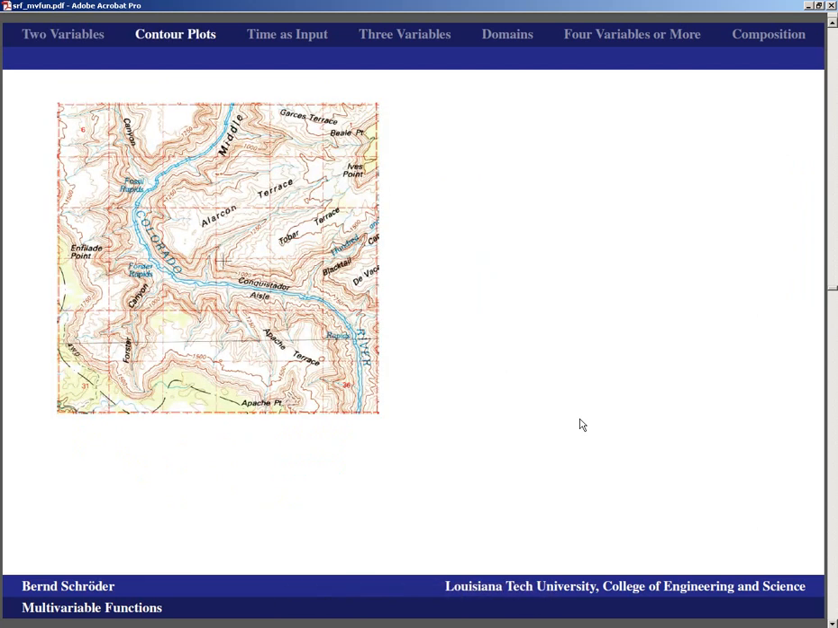Contour plots are also something that you have seen before if you've ever gone hiking or driven in an area that is mountainous. This picture is courtesy of the U.S. Geological Survey, and it shows a part of the Grand Canyon where the Colorado River is in the center, of course.